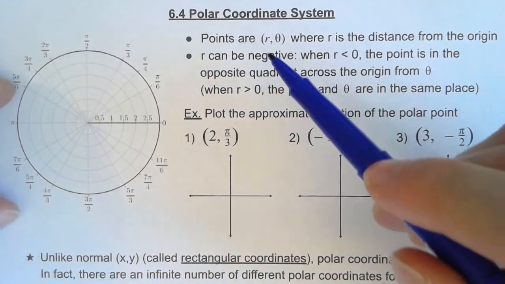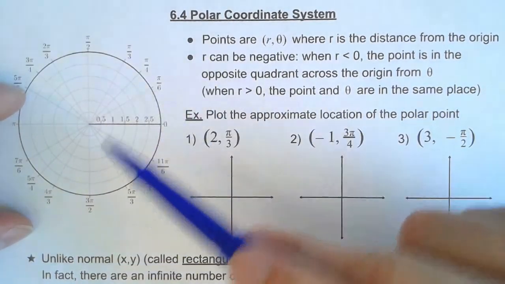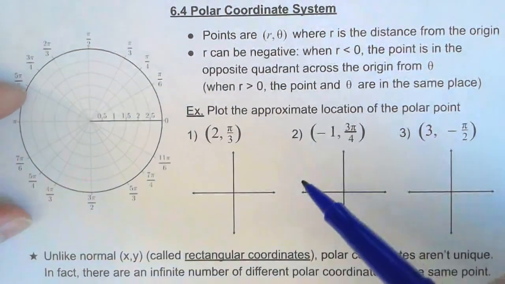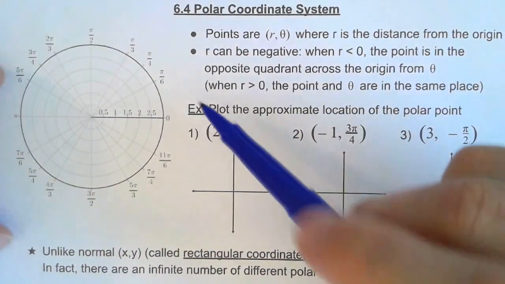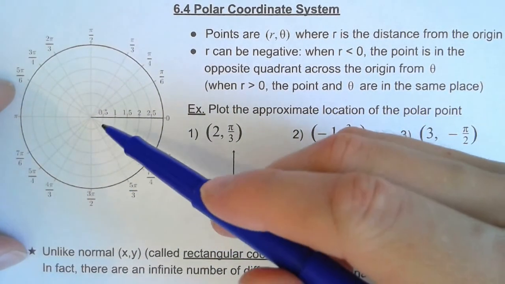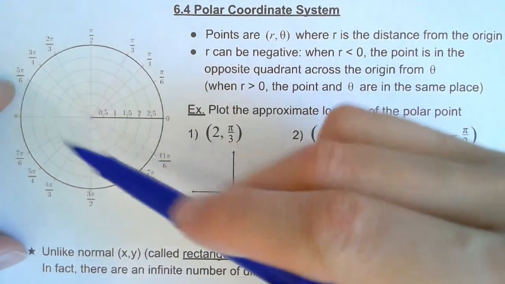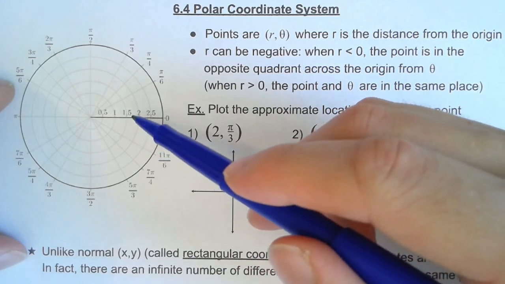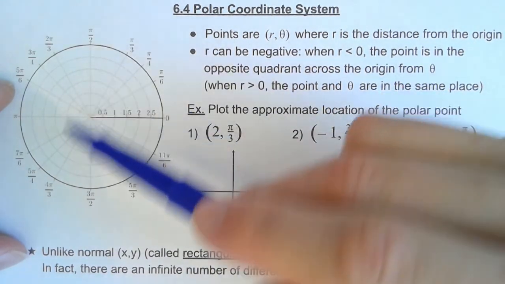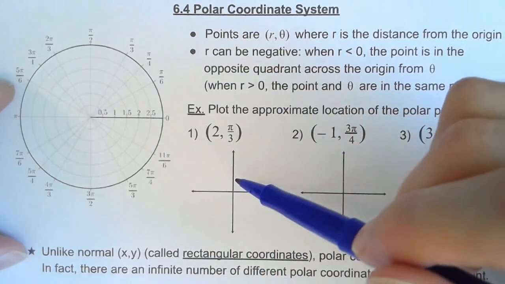With polar coordinates, we look at an r, which is a distance from the origin, and a theta, an amount that we've rotated. If you wanted polar graph paper, it would look like this. It has concentric circles for different distances from the origin, and it marks some of the common angles, and you could find locations like that.